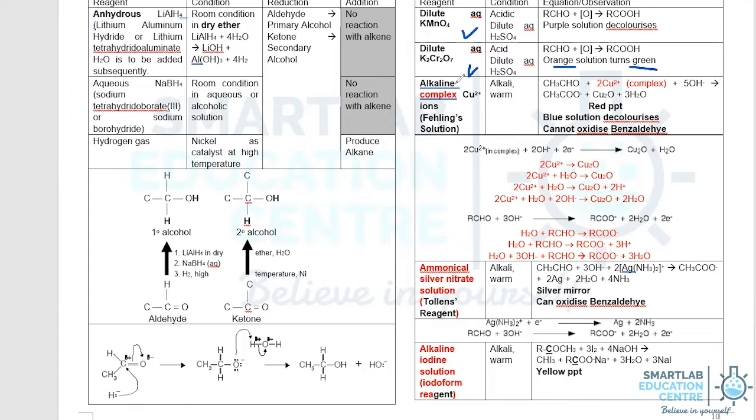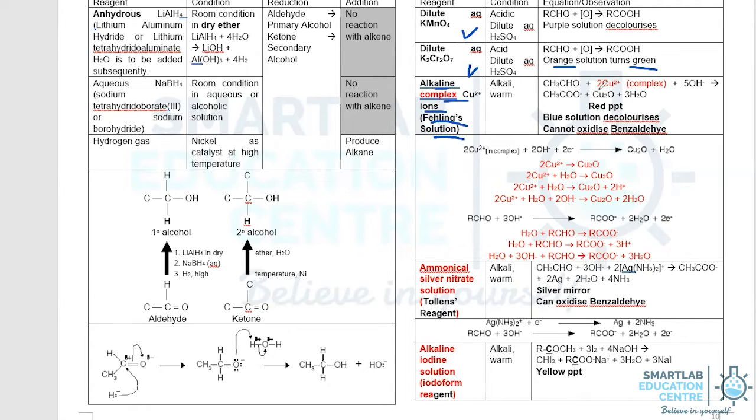Next reaction we're learning is actually your Fehling solution. Fehling solution makes use of an alkaline complex Cu2+ ion. Why is the term complex critical? Because you can't have alkaline Cu2+. If you have alkaline Cu2+, from O-level QA knowledge, you know that you will have precipitated copper-2 hydroxide.